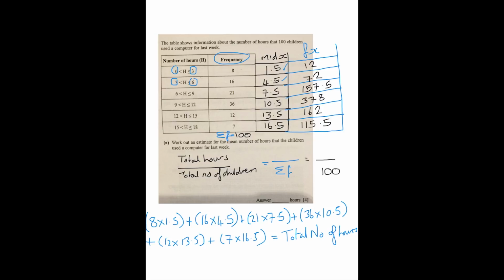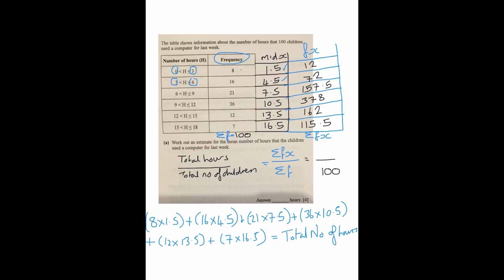Now, if I total up all of these values, that will tell me the total number of hours spent on the computer. Some of you will recognize the term sum of fx, and then I can fill it in here, so you recognize that the total hours is the sum of fx, and the total number of children is the sum of f. The total number of children is the frequency column summed, which is 100, and now we're going to find the sum of fx.